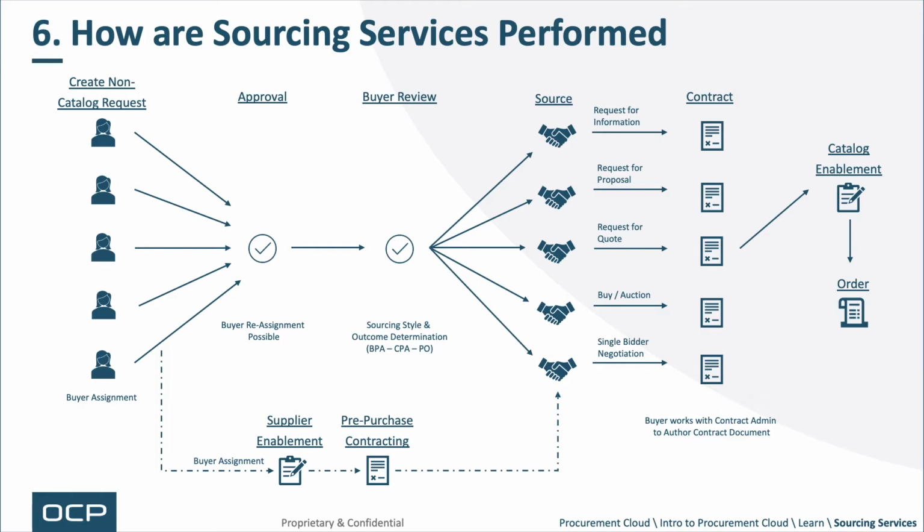And then lastly, how are sourcing services performed? So you can see here that you have any number of different requesters, employees here on the far left making requests. They go through an approval process. They may go through a buyer review process. And so that buyer review is determining, first of all, if there needs to be a tool, and that's usually based on some business rules. And then what the tool is to source this particular request.